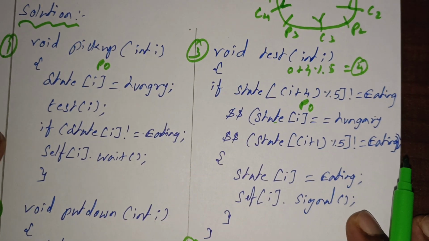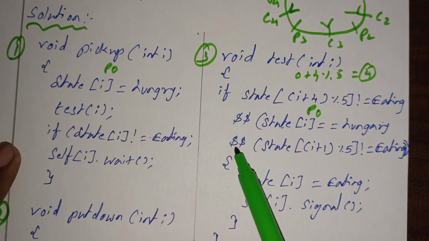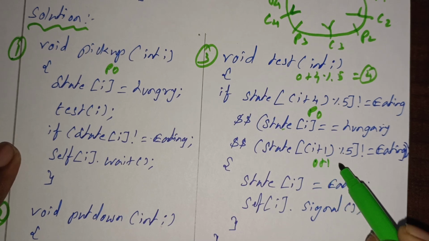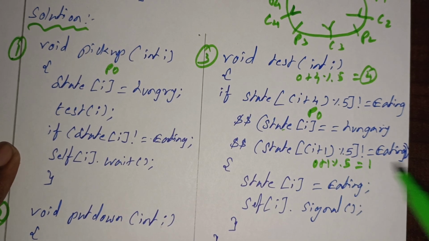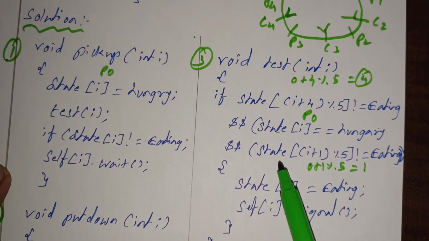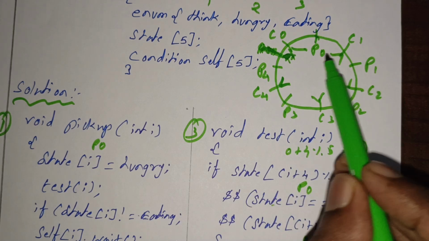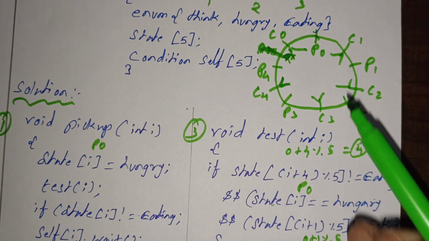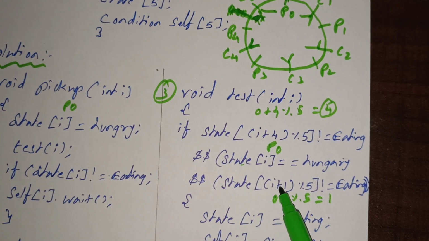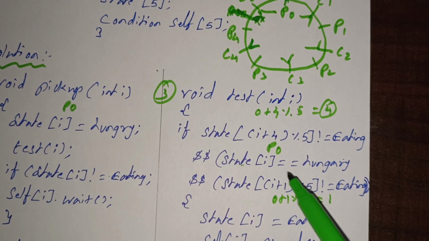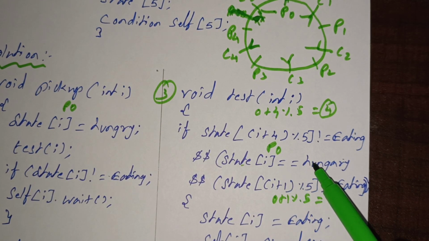So let's check in this particular condition again. Ampersand, ampersand, that is logical, and state of (I plus 1). What is I here? 0 plus 1 modulus 5. Automatically what's the answer? 1. So this P0 is eating, I mean hungry. It should find P4 and P1 are free. That is, these two philosophers should not eat. Check here. State of (0 plus 1) modulus 5 not equal to eating. Who is not equal to eating? Here it is 1, here it is 4. Both these two philosophers are not eating and P0, that is philosopher number 0, is hungry.